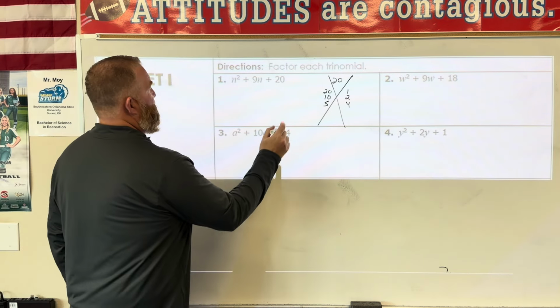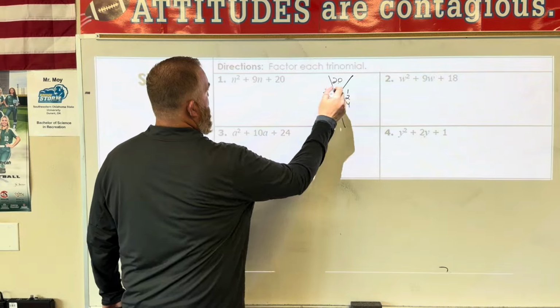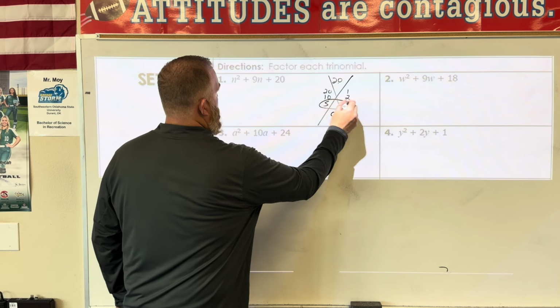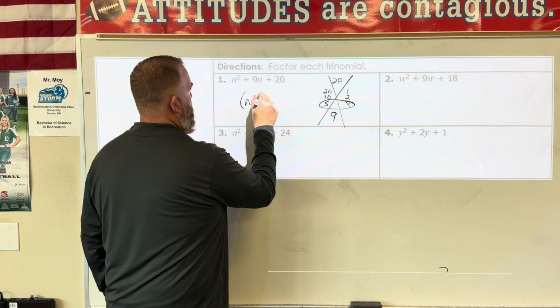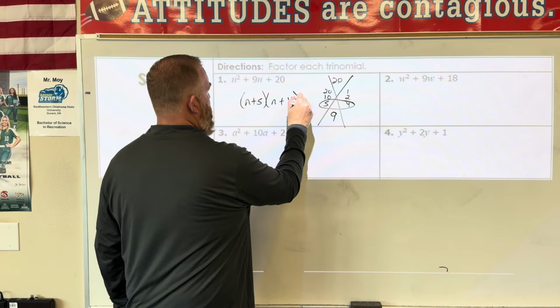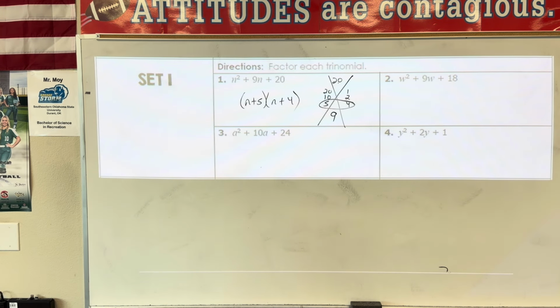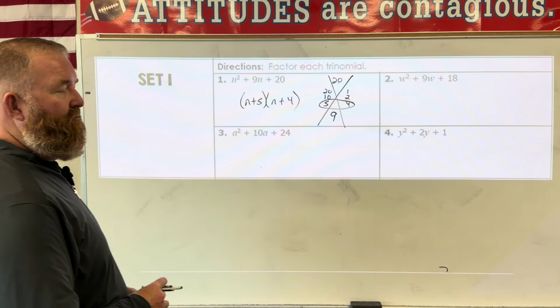Okay. So which combination multiplies to be 20, which we got, but they also add up to be 9? My answer is n plus 5, n plus 4. We're done. I see it like it's starting, like, oh, okay, I could do this. Everybody good? Try number 2. Go. See if you can find it.